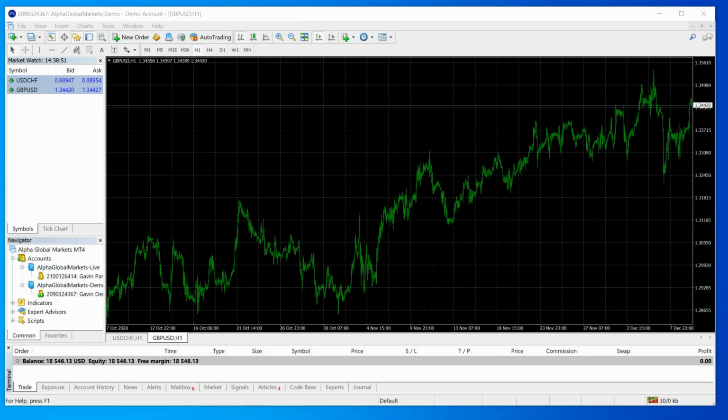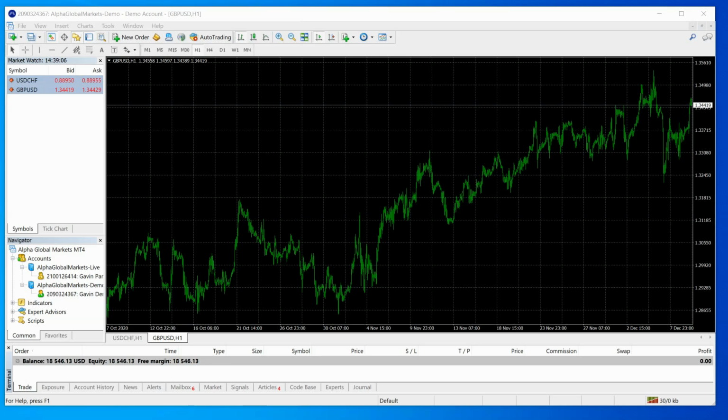Now that you have set up your Alphachain Global Markets MT4 demo account, what are the next steps? So the key area that we're going to focus on in this tutorial is the symbols you can trade.